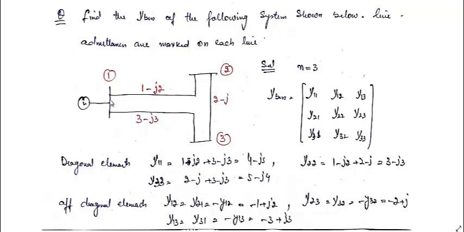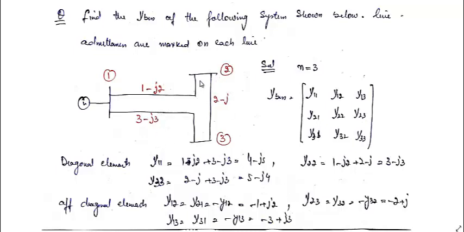So this is the admittance of the line which is connected between bus 1 and 2. This is the admittance of the line connected between 2 and 3. Similarly, this is the line connected between 3 and 1. So here n, that is the number of buses, is 3. So Y bus can be written as Y11, Y12, Y13, Y21, Y22, Y23, Y31, Y32, Y33. So diagonal elements, that is first Y11, is the total admittance connected to bus 1, that is these two lines, and we add them, it will be 4 minus j5, that is 1 minus j2 plus 3 minus j3, that is 4 minus j5.